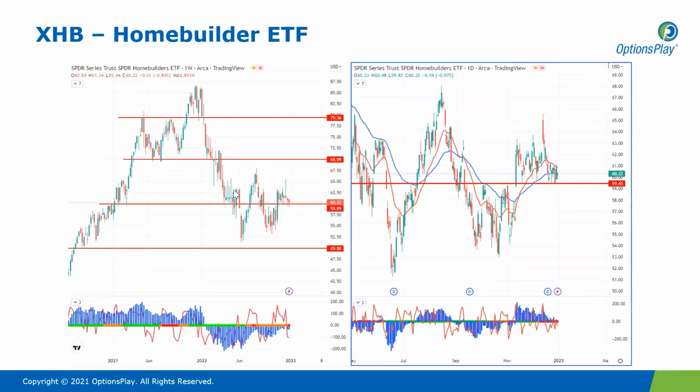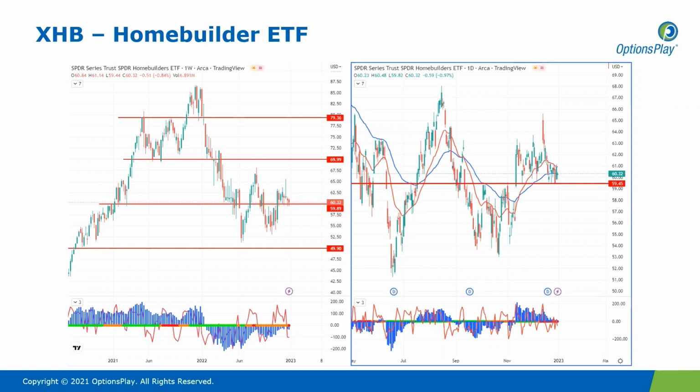Taking a look here at XHB, which is the home builder ETF. Our thesis for this was that price stays above 60 and you look for credit spread opportunities in this type of market. And overall, I'm still a big fan of credit spreads in this market. Traditionally, you'd only want to use credit spreads during times of high implied volatility, when the VIX is higher, because options become more expensive and therefore you get more bang for your buck.